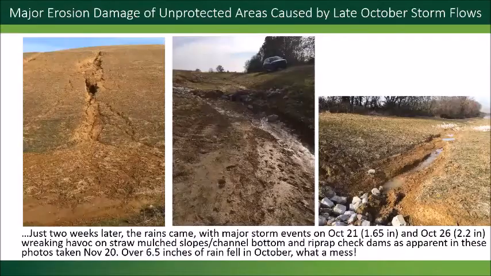As things normally happen anymore, two weeks after that last picture was taken is when the deluge started. On October 21st, we had a little over an inch and a half of rainfall in a 24-hour period. Then a week after that, we had over 2 inches of rainfall in a 24-hour period. So we just got slammed by rain late in October. I think the total rainfall in October was about 6.5 inches last year in this area, a lot of rainfall for that particular month.